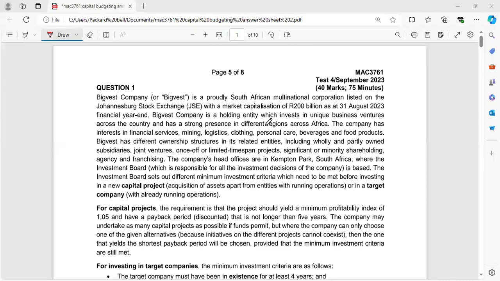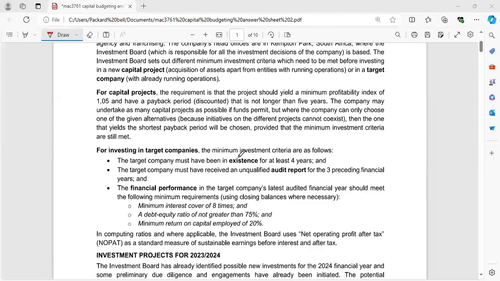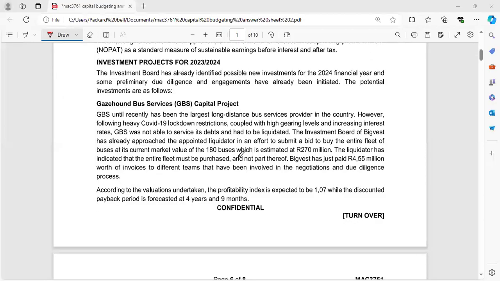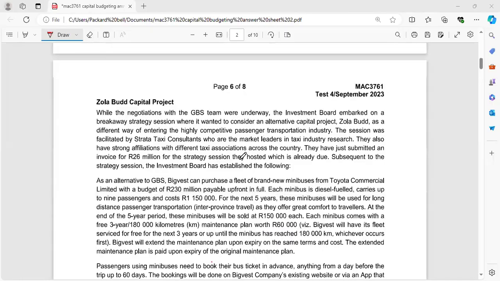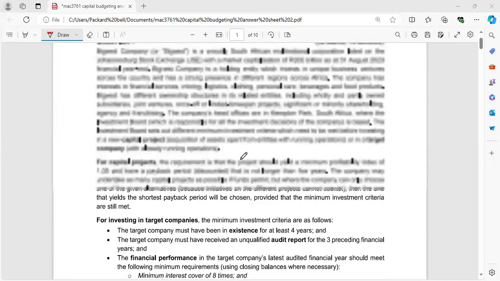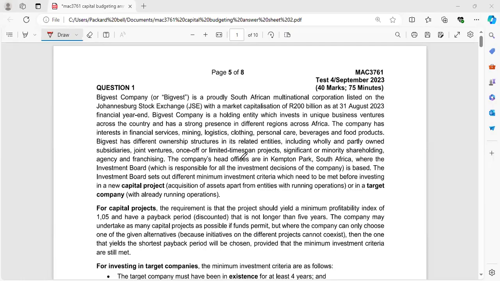I think I posted in the group the test for last year. I think this is the structure of our test 4, which means in our test 4, we are going to have more on capital budgeting and business valuation and ratios. Those are the main topics for test 4.